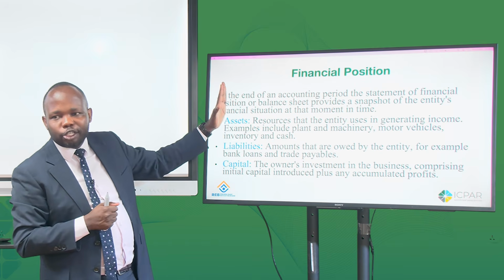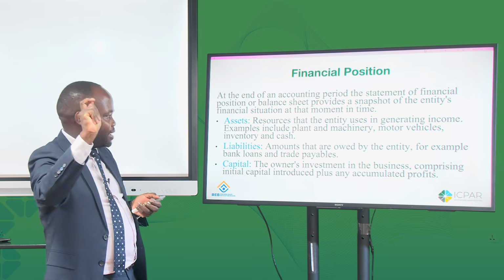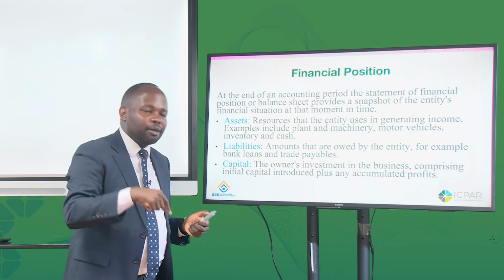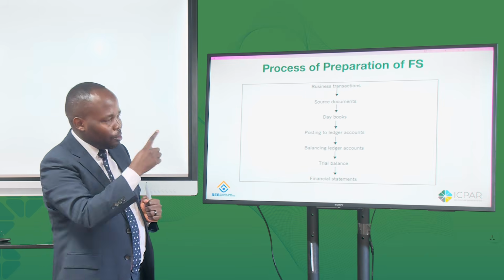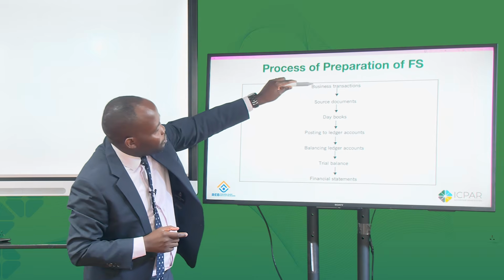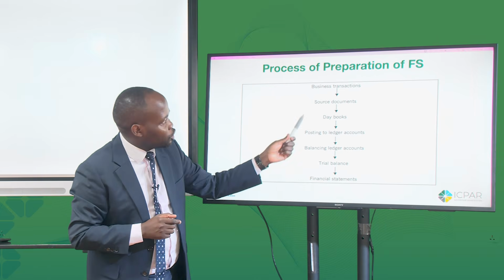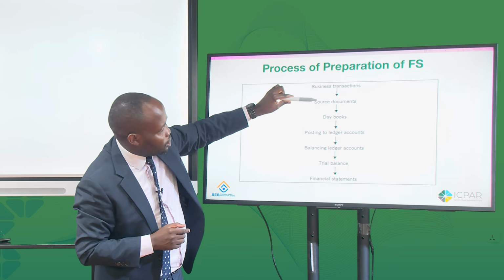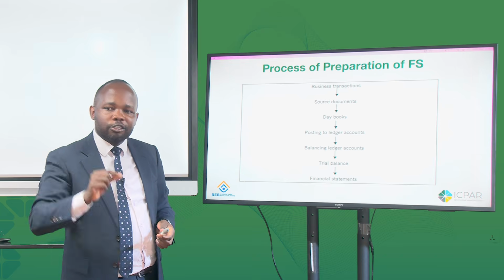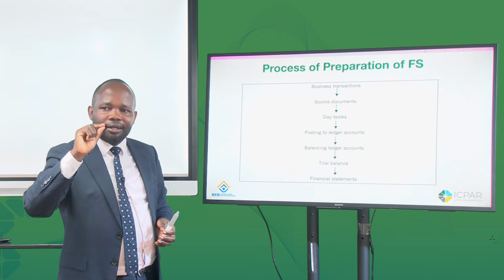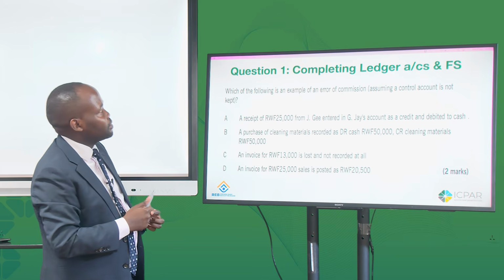Balance sheet, statement of financial position. What do we have? Three items: assets, liabilities, and capital. We had already defined them in a previous unit, unit number 2. When we are finishing financial statements, we started by looking at this process. The process must end with preparation of financial statements. It starts with transactions, source documents, day books. We had already explained this when we started. So source documents, day books, ledgers, trial balance, financial statements.